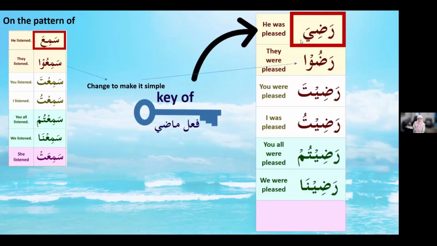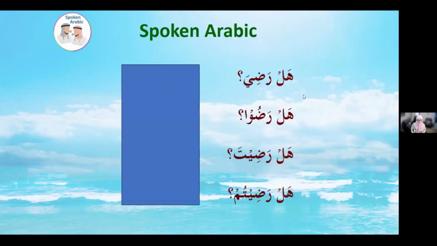Radiya, he was pleased. Radu, they were pleased. Radita, you were pleased. Raditu, I was pleased. Raditum, you all were pleased. Radina, we all were pleased. Okay, give me an answer to this.